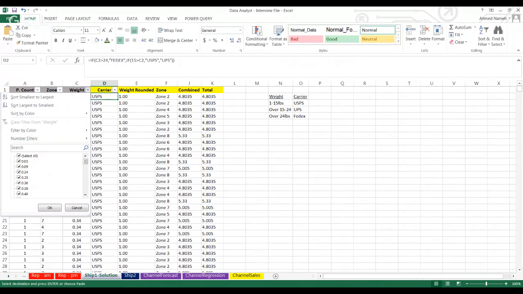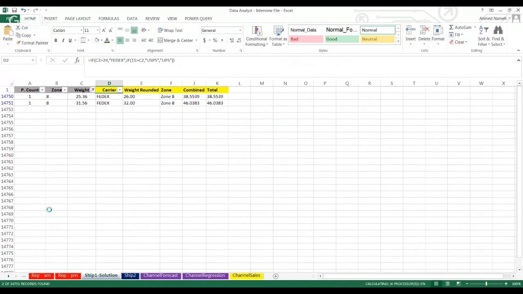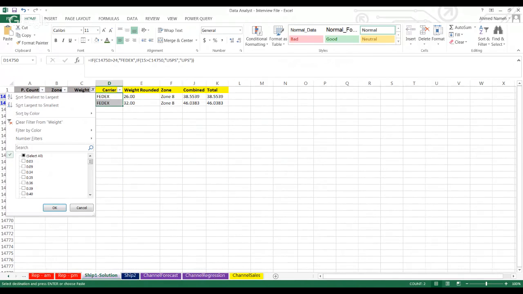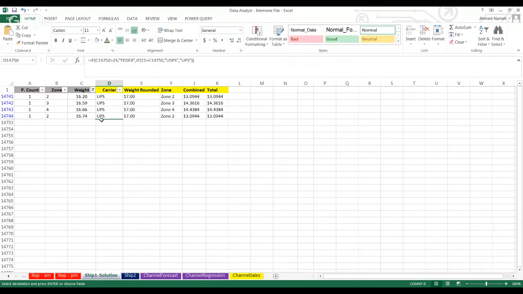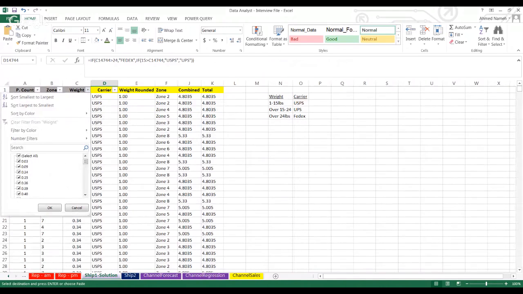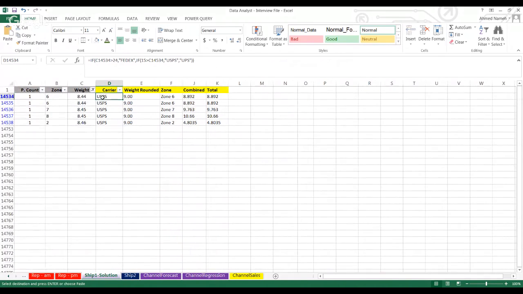So just to do a little validation, here are a couple of figures above 24. You've got FedEx. Let's look at a couple that are between 15 and 24. So 16. You've got UPS. And let's look at a few that are less than 15. And what you get is USPS.